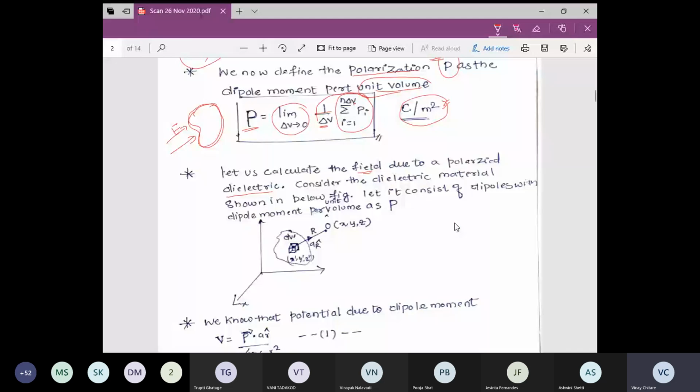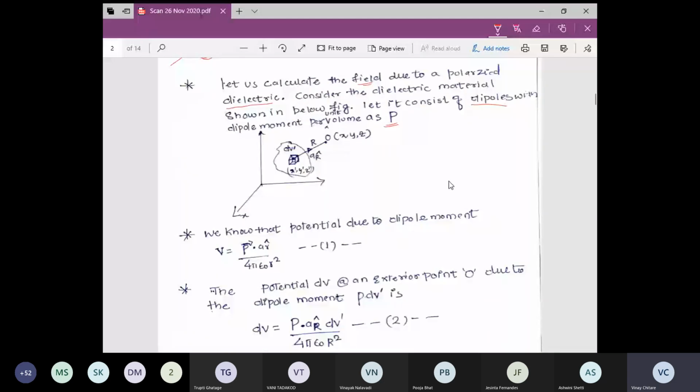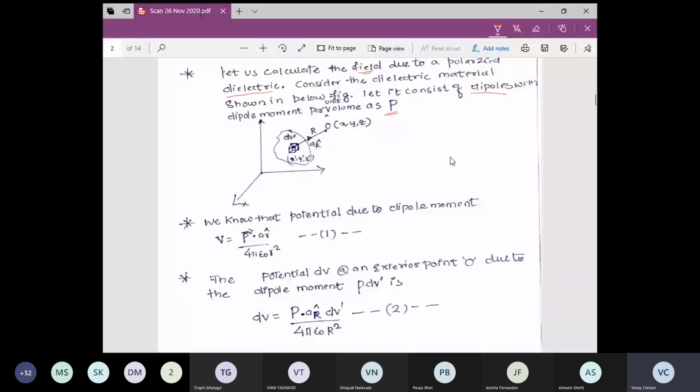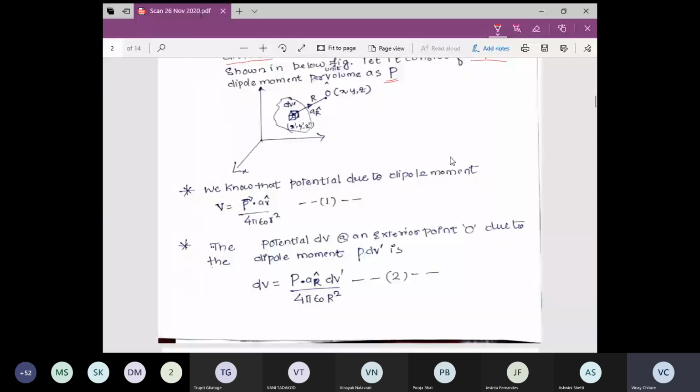Consider the dielectric material shown in the figure below. Let it consist of dipoles with dipole moment per unit volume as P. We know that the potential due to a single dipole moment is given by P dot a_R hat divided by 4 pi epsilon R square.